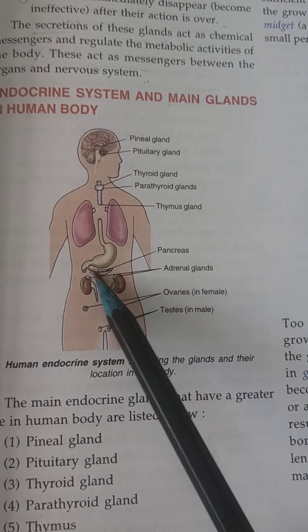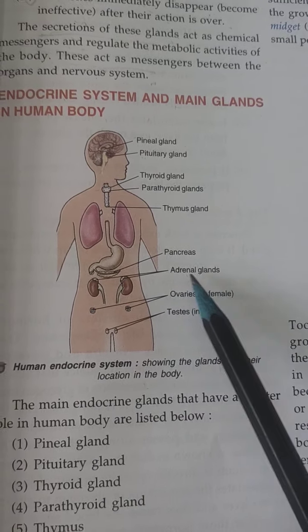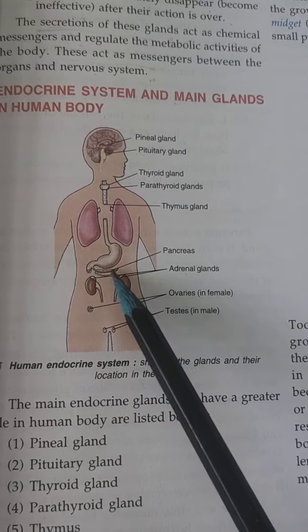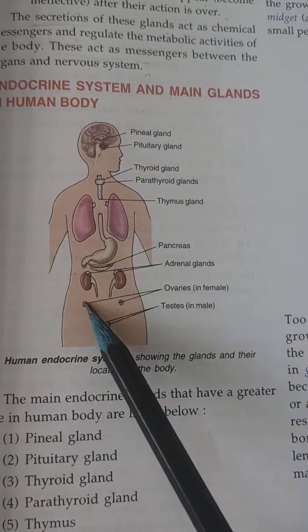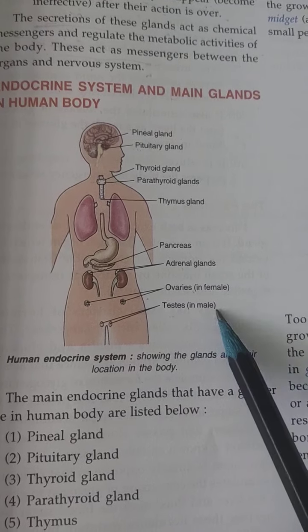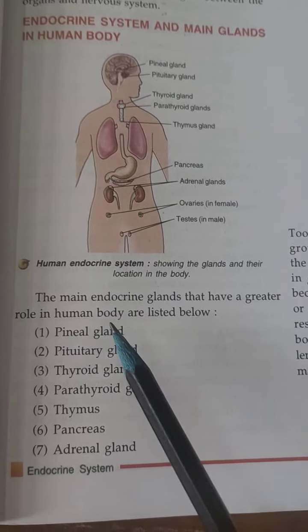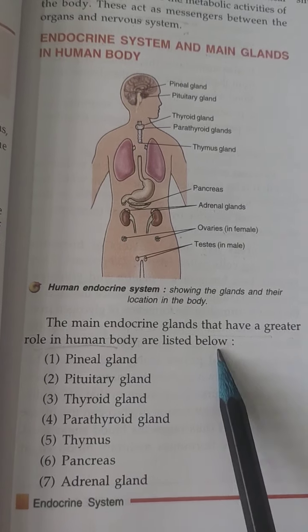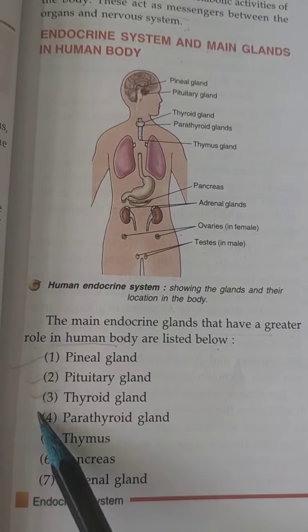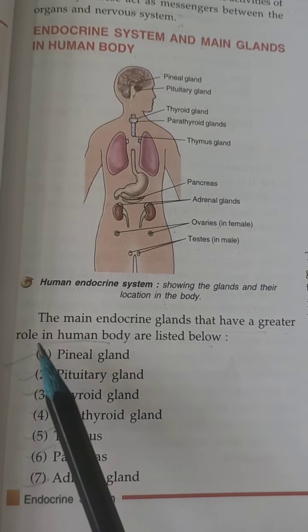Then this is your pancreas, near your stomach. Then the adrenal glands, situated on top of the two kidneys. Then the ovaries, present in females, and the testes, present in males. So these are the main endocrine glands that have a greater role in the human body. These you have to memorize, okay?